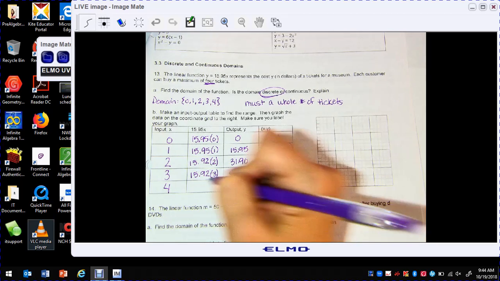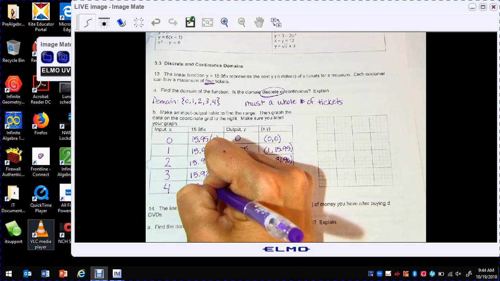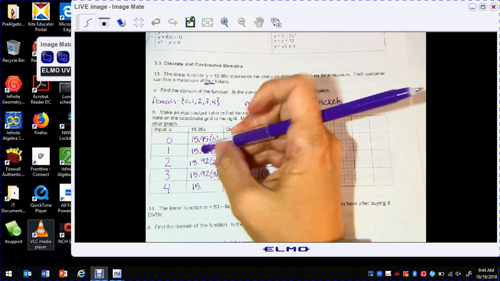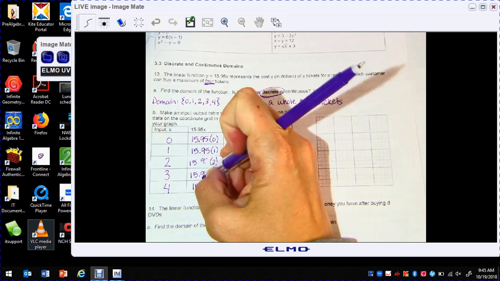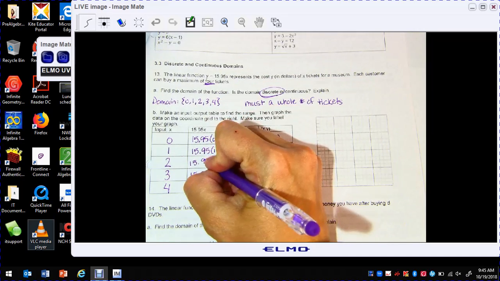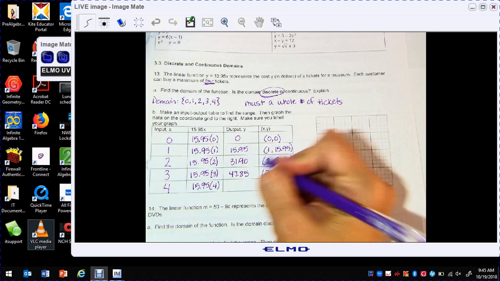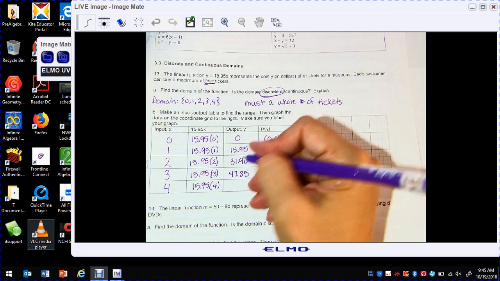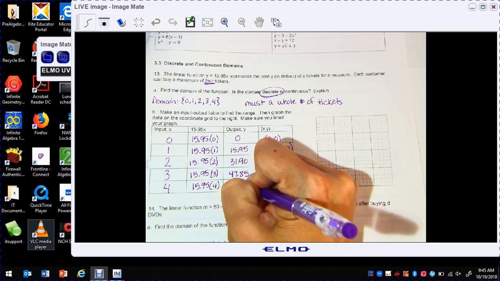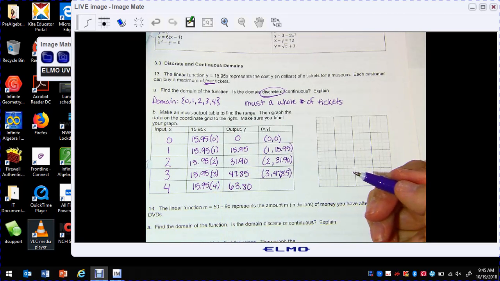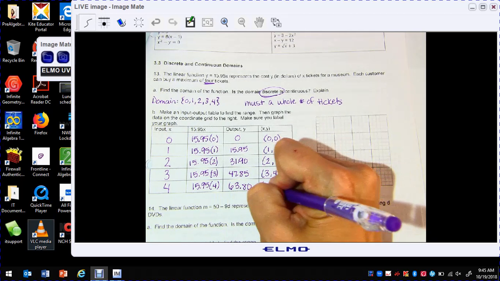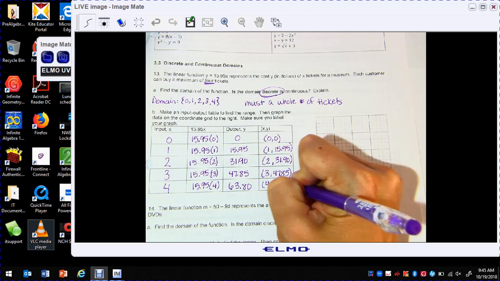Sorry. And then buying 4 tickets, I realized I just started writing these wrong because I said 2 up there and I got in a habit. Sorry. These are all 95s. That started to look wrong. At least these numbers are right because I had a cheat sheet here. Okay. So 4 tickets would cost me $63.80. I'd have the point (4, $63.80).